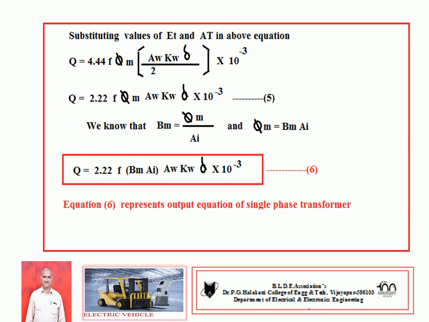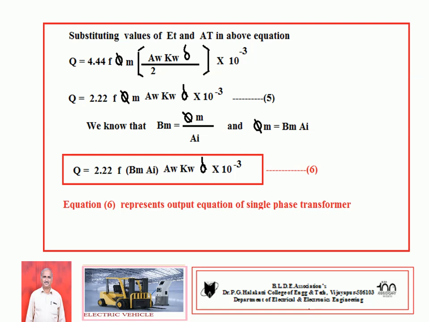Now, you already know the above expression. You substitute the value of Et and the value of AT, which in previous expressions we have already derived. Substitute Et equal to 4.44 f phi m and AT equal to AW KW into current density divided by 2. Finally, the expression becomes Q equals 2.2 times f phi m KW AW current density into 10 to the power of minus 3. This becomes equation number 5.